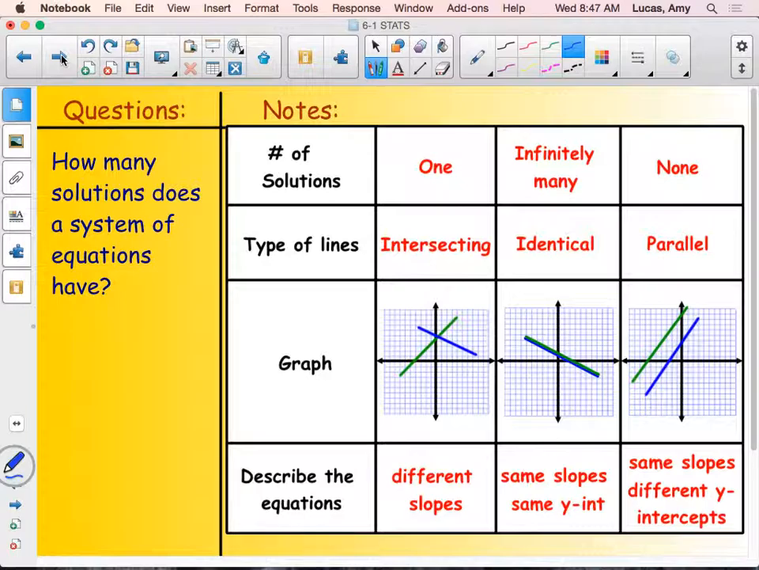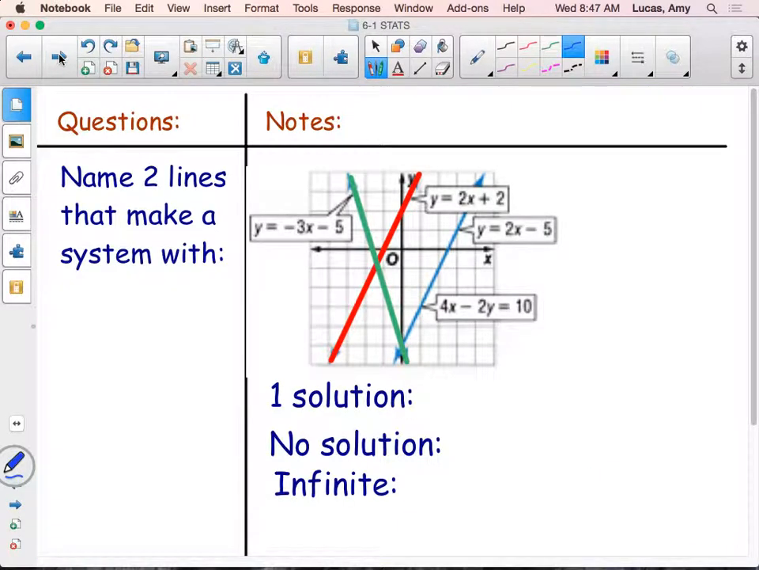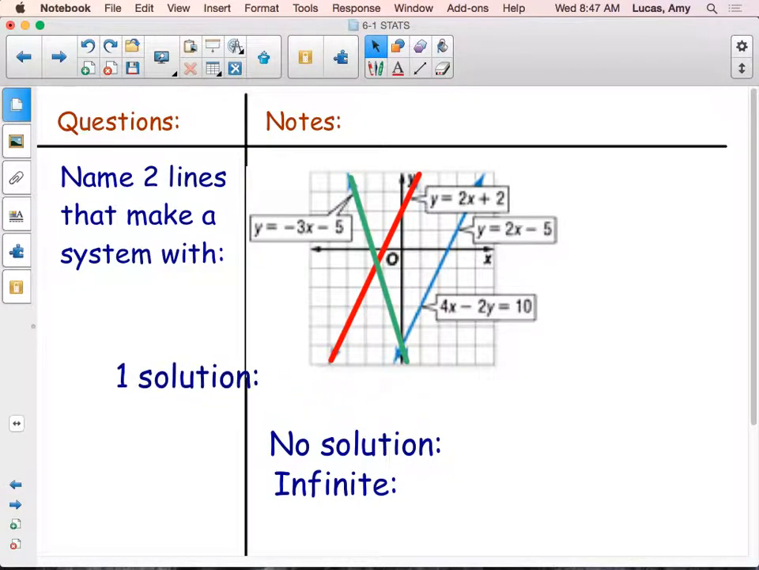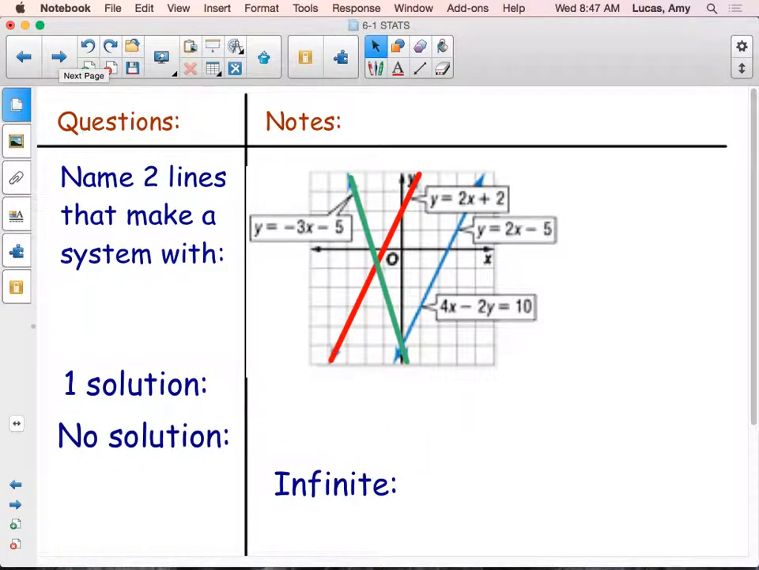So the slope is the same, the intercept is different. If the intercept was the same also, that would make them identical. So describing the equations is a way to figure out, without even graphing, what kind of a system you're working with.